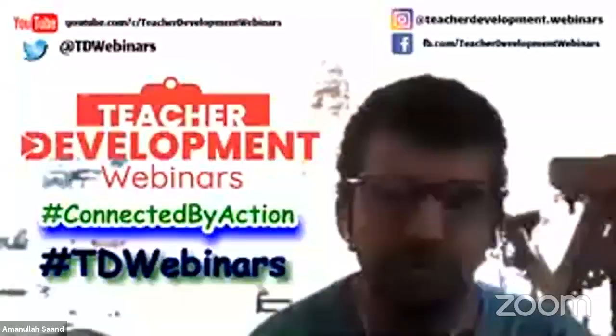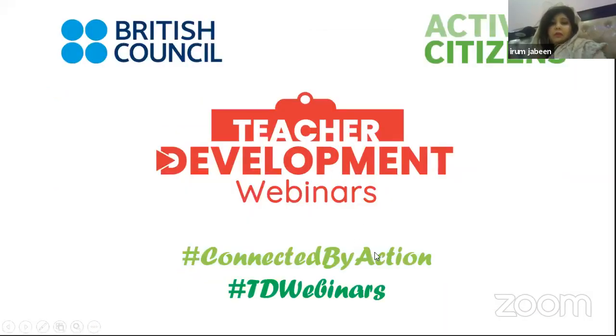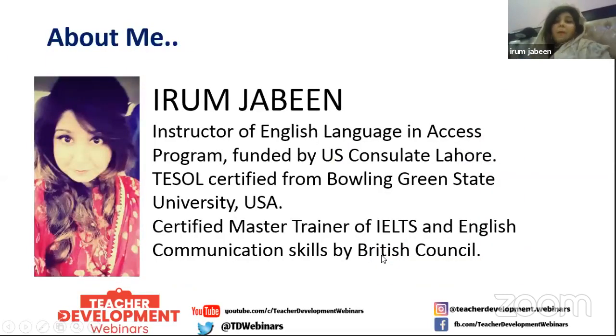So, I would like to begin first of all with my introduction. This is Irum Jabeen. I have been teaching and training teachers for the last 10 years, and I'm also working with the English Access Microscholarship Program, which is funded by the US Embassy. I've done my TESOL certification, which is teaching English to speakers of other languages, from Washington State University in the United States of America. I'm also certified by the British Council to train trainers for IELTS and English communication skills.